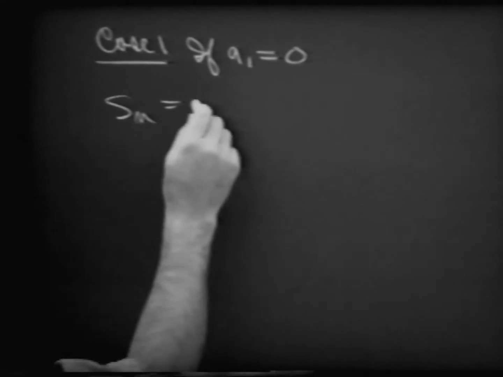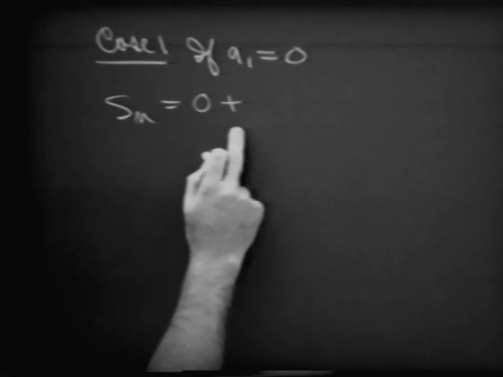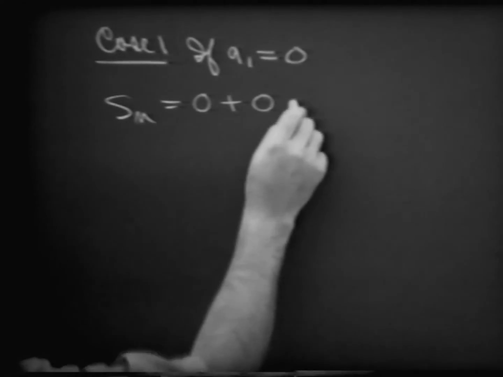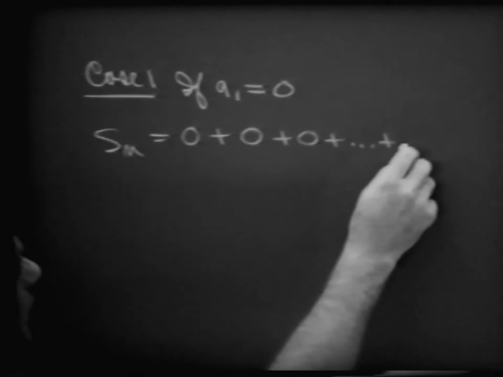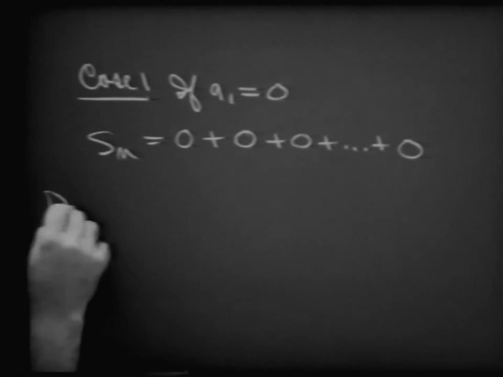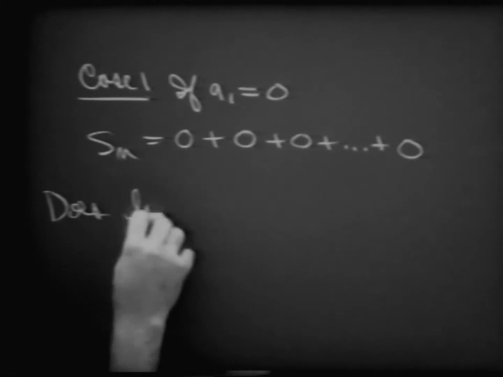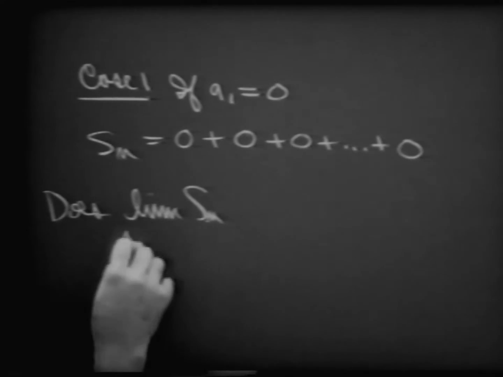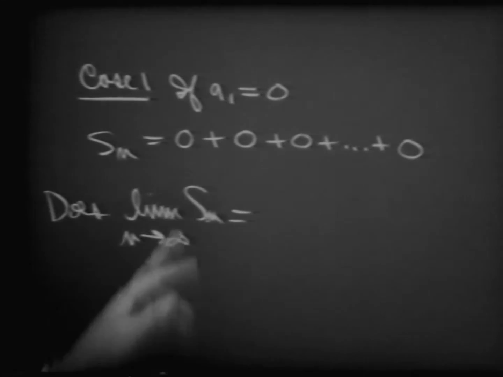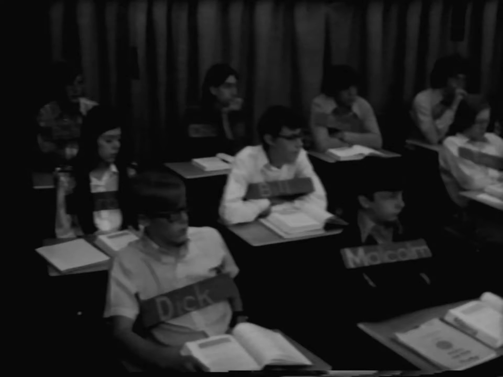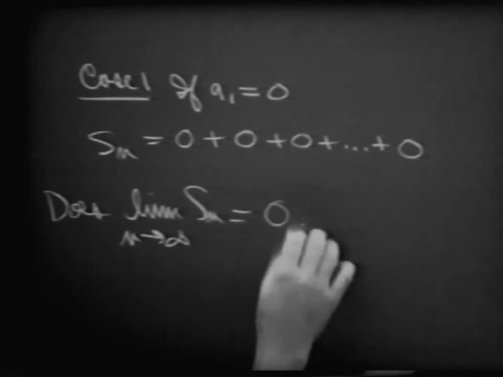a sub 1, which is 0. What's our second term? Plus 0. What's our third term? 0, and so on. What's our nth term? 0. Well, then the question is, does the limit of s sub n, as n goes to infinity, go to some number? And just looking at it, what's the sum of all those terms? That's going to be equal to 0. So does this limit exist? Yes, and in fact it's equal to 0.